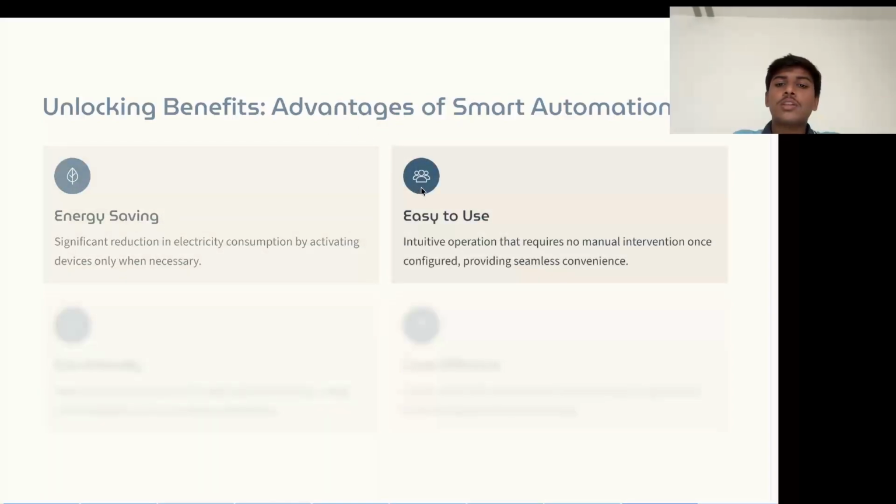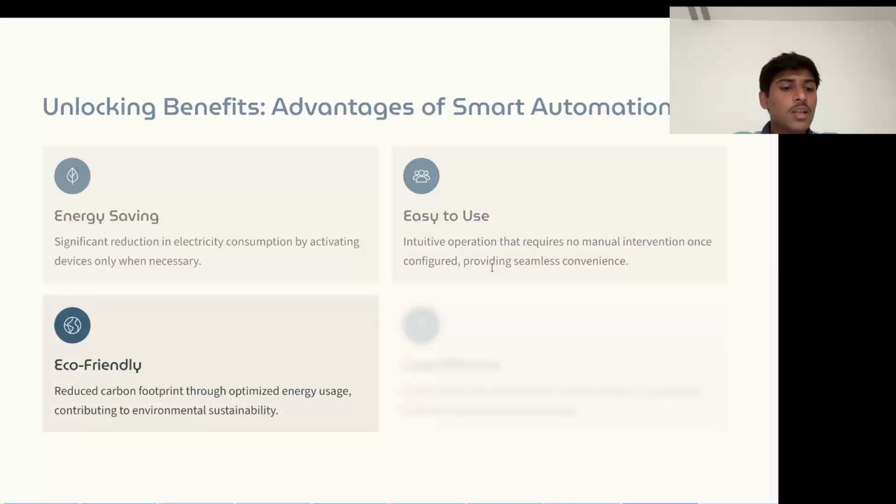The second one is easy to use: an intuitive operation that requires no manual intervention once configured, providing seamless convenience. If we install this system, we have no need to manually turn the system on and off. It runs automatically on sensors. Eco-friendly: reduces the carbon footprint through optimized energy use, contributing to environmental sustainability. This system is eco-friendly and also budget friendly.